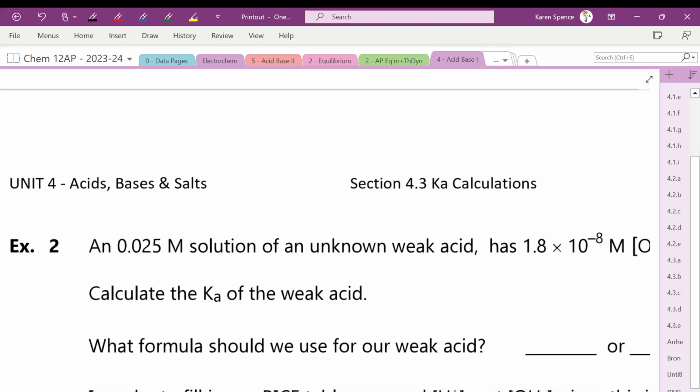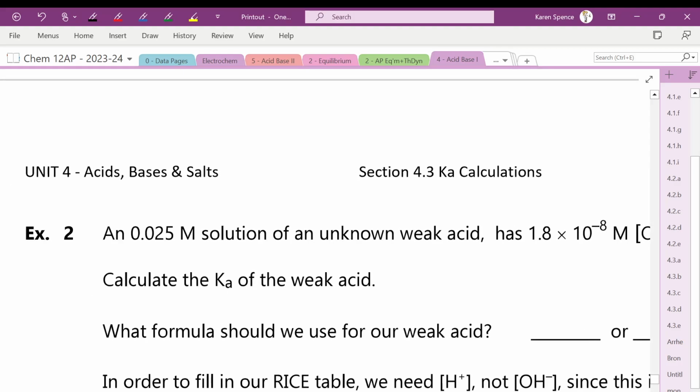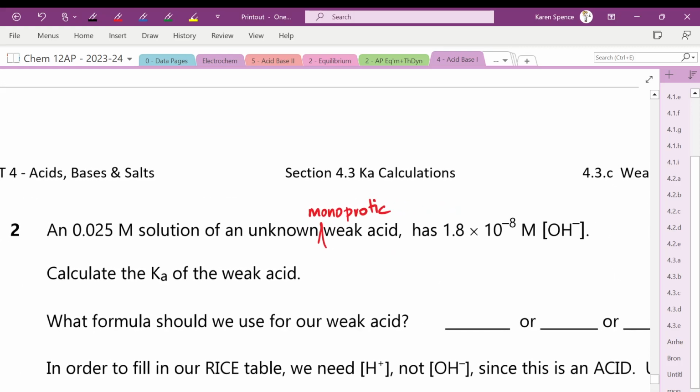Okay, here we go. We have a question here. A 0.25 molar solution of an unknown weak acid, actually I should say an unknown monoprotic weak acid. You should usually be told, although it doesn't matter, you just take off 1 hydrogen anyway. Has 1.8 times 10 to the negative 8 molar hydroxide.